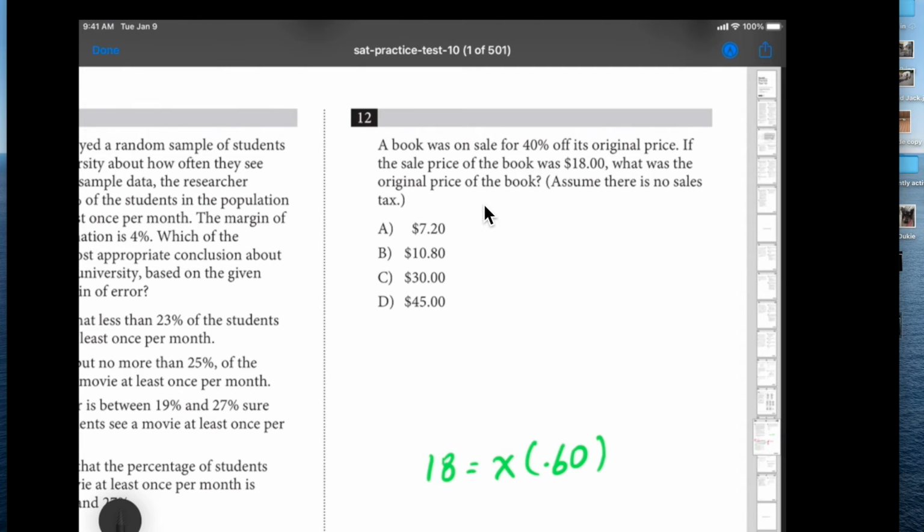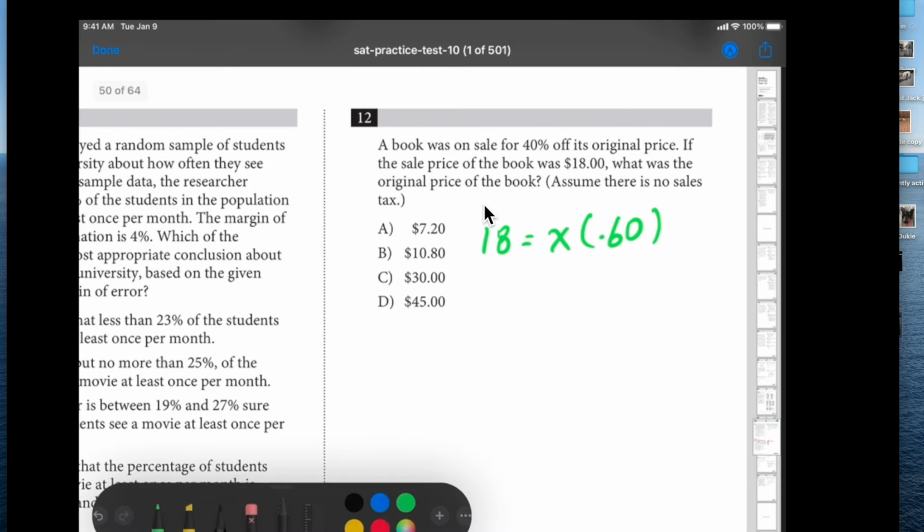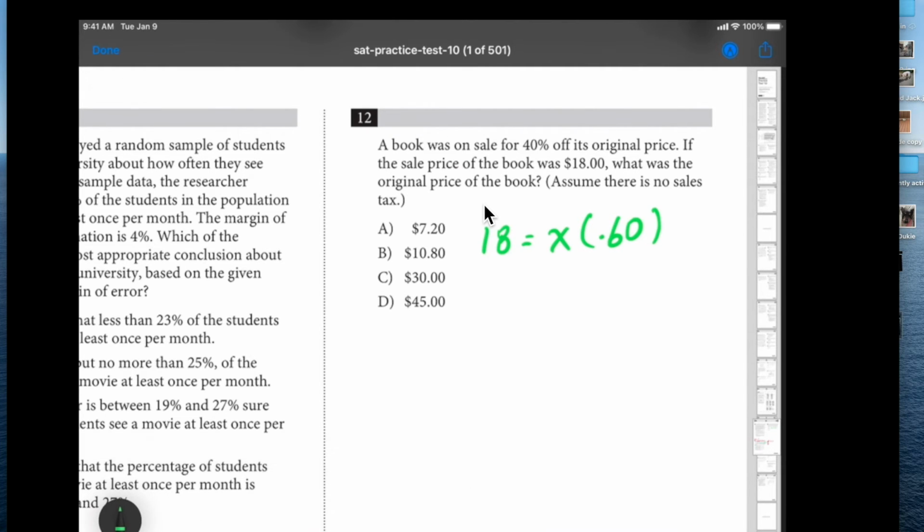I know we have access to the calculator, but I'd like you folks to know how to do this without a calculator, in case a problem like this shows up in the regular section. Okay, so we're going to divide both sides by 0.6. So we're going to get X is going to equal 18 divided by 0.6. So we're going to put 18.0 in the box. And because this is 0.6, we got to move that over. Once we move the decimal point, we put it up. 6 goes into 18 3 times, and your final answer is going to be $30 or C.